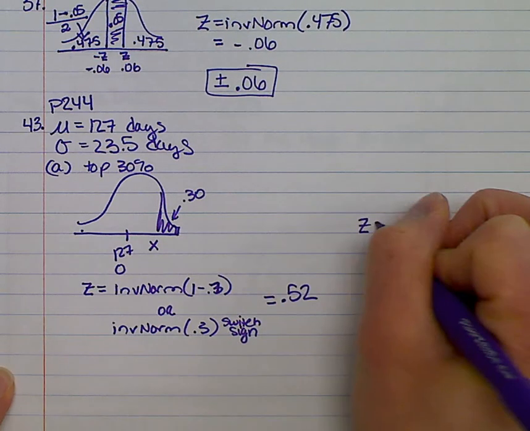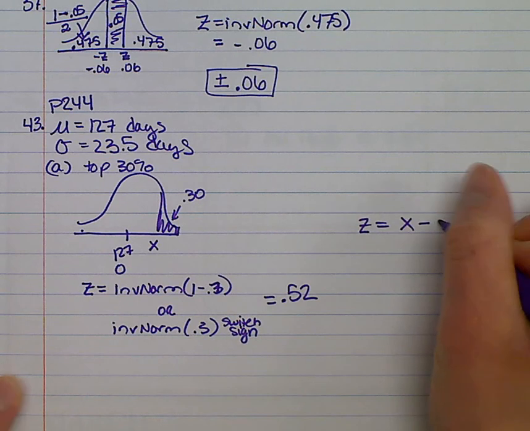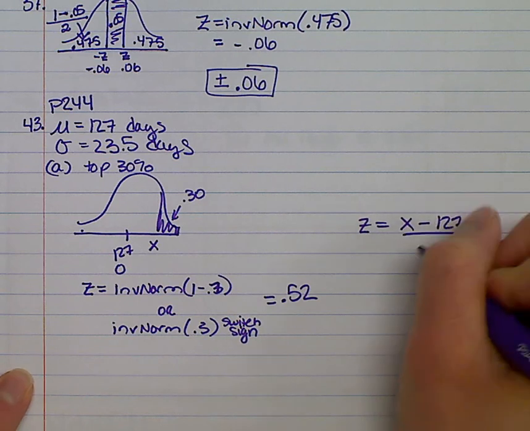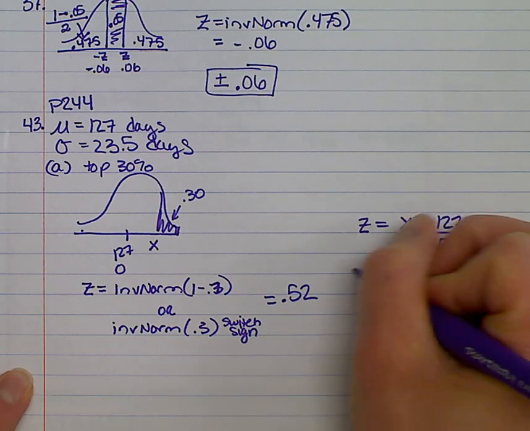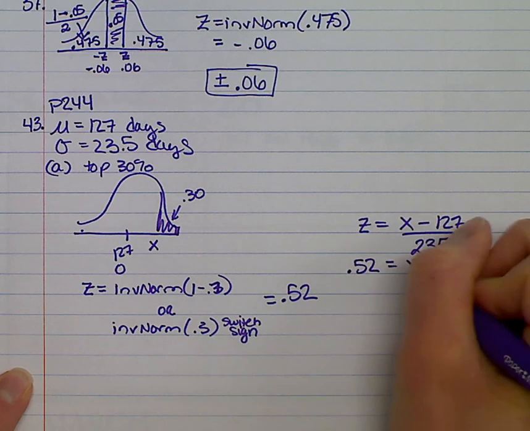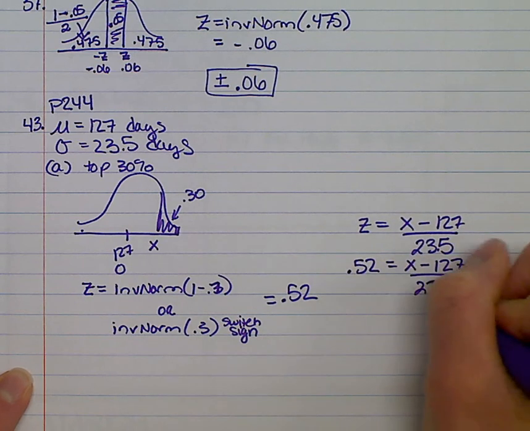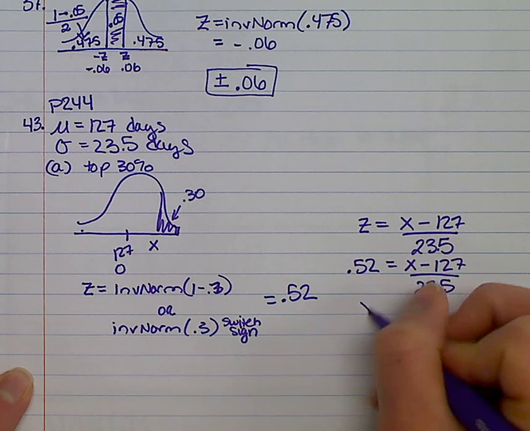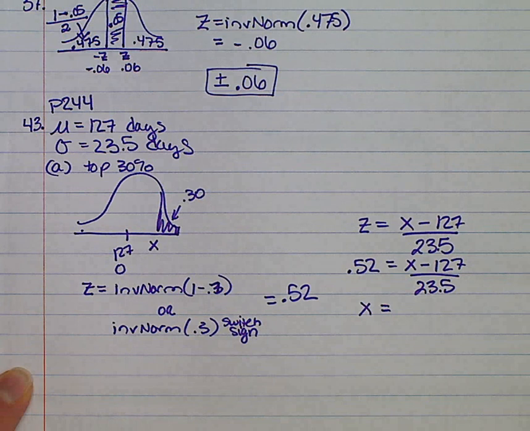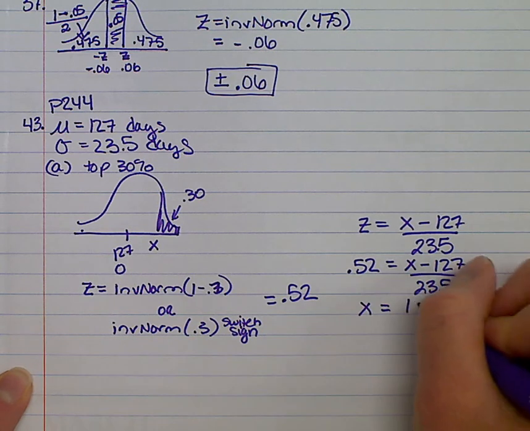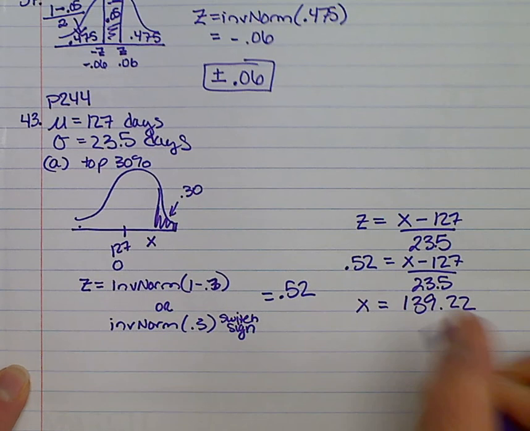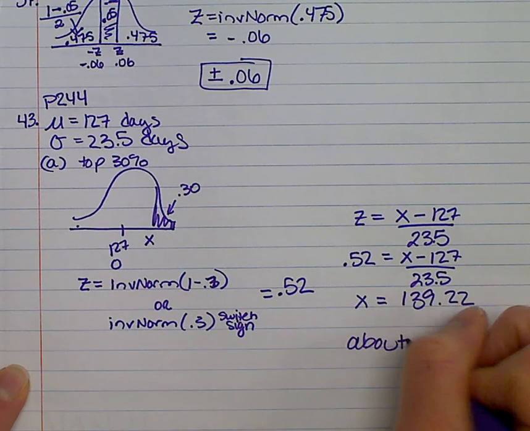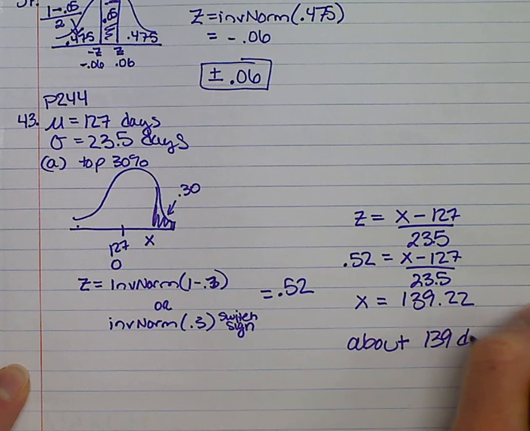So then to find the number of days, it's x minus the mean divided by our standard deviation of 23.5, and again our z-score we calculated at 0.52. So for x, again, we're going to multiply both sides by 23.5. Then we're going to add 127 and we get 139.22. So we could say about 139 days.